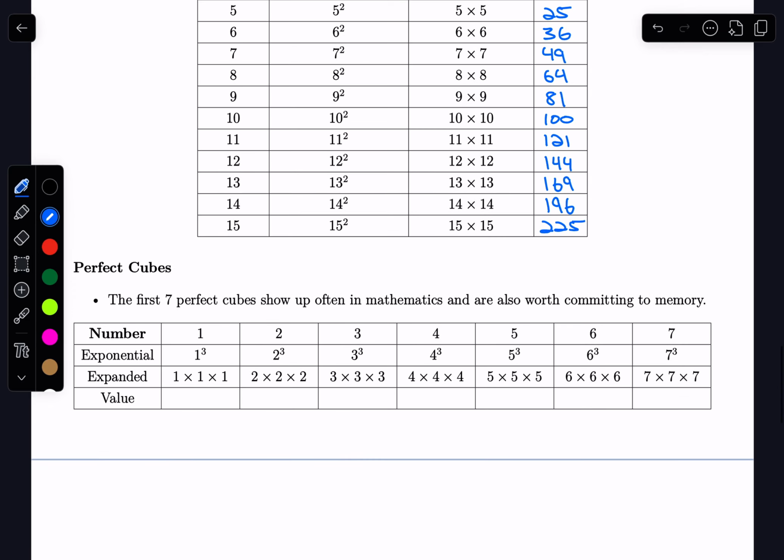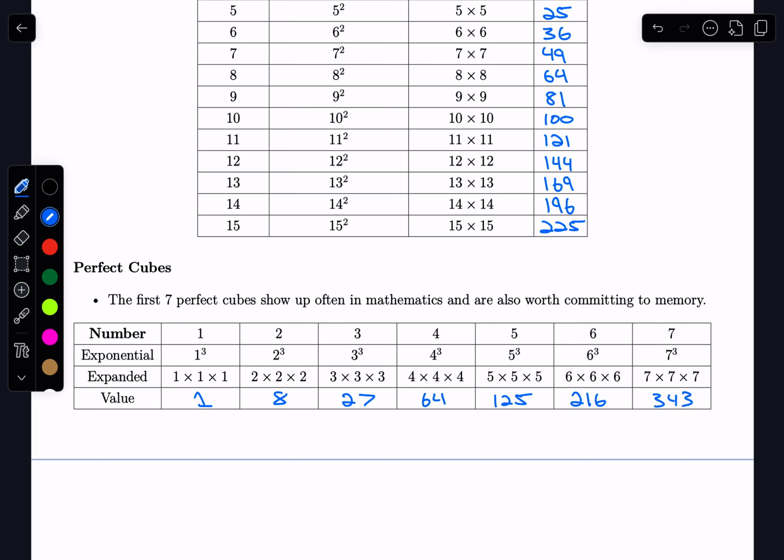All right, some perfect cubes now that I want you to remember. Same idea, just numbers that I would like you to memorize because they're going to come up a lot. So in this case, we're taking a number and we're cubing it, meaning raising it to the power 3. So 1 cubed is 1 times 1 times 1, and that still just equals 1. 2 cubed is 2 times 2 times 2, that is 8. 3 cubed, 3 times 3 times 3 is 27. 4 cubed is 64. 5 cubed is 125. 6 cubed is 216. And 7 cubed is 343.